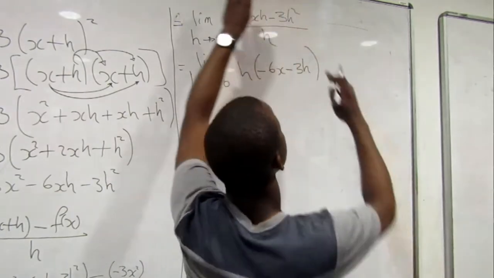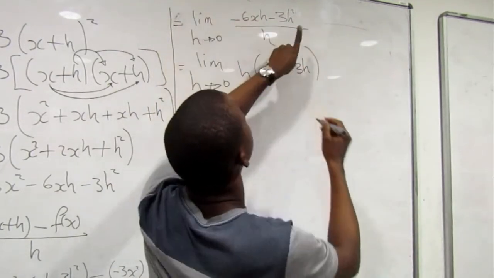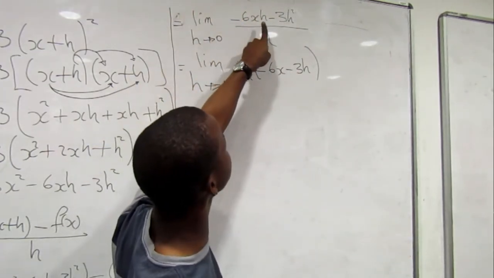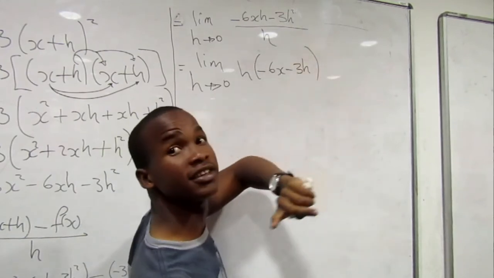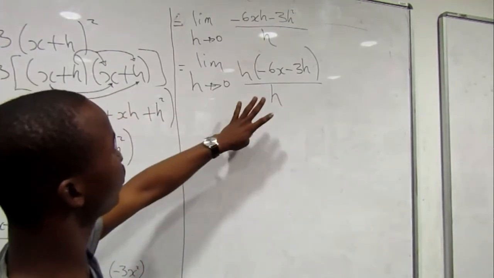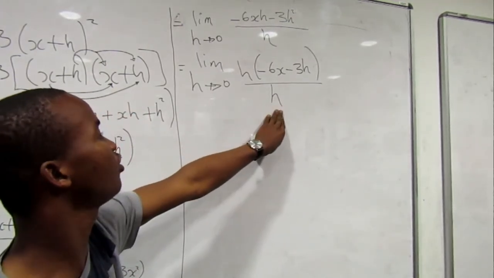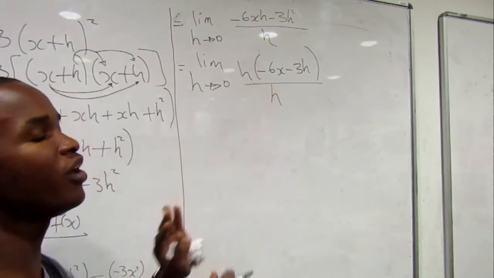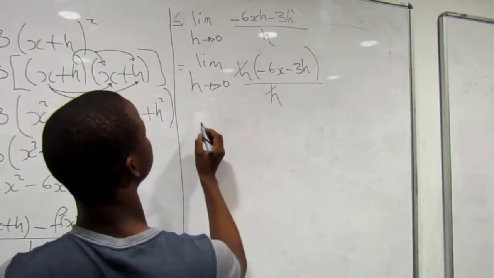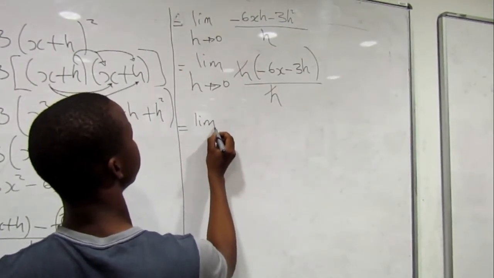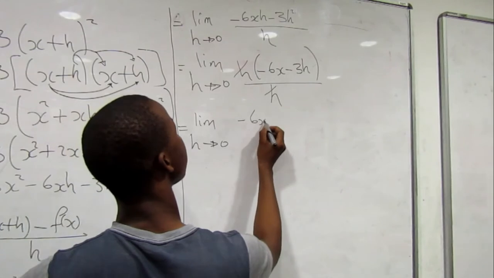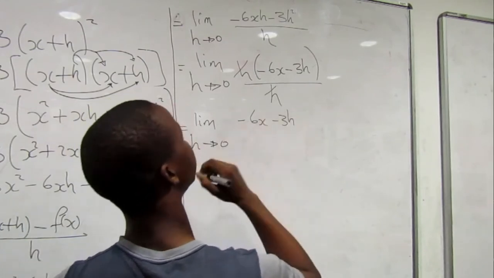Since here we have h squared, we remove h from each term. Here we are left with negative 6x, and here we are left with negative 3h. Then we divide by h, so that every time you end up cancelling this h, which is our denominator, with the h that you always factor out. Then when we arrive here, we cancel h, and we are left with the limit as h approaches 0 of negative 6x minus 3h.